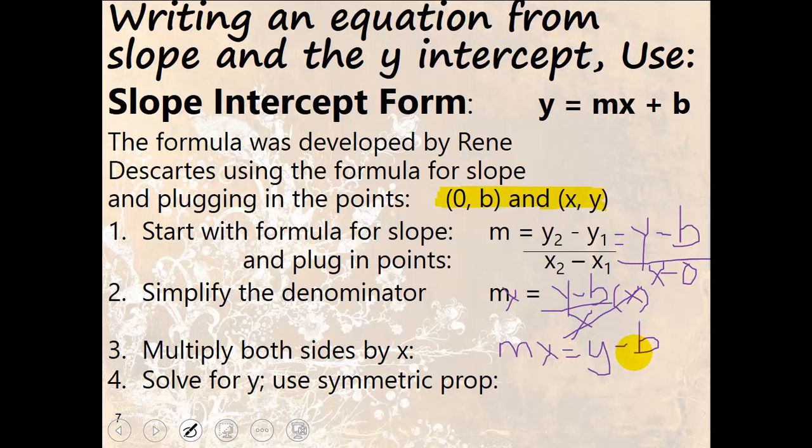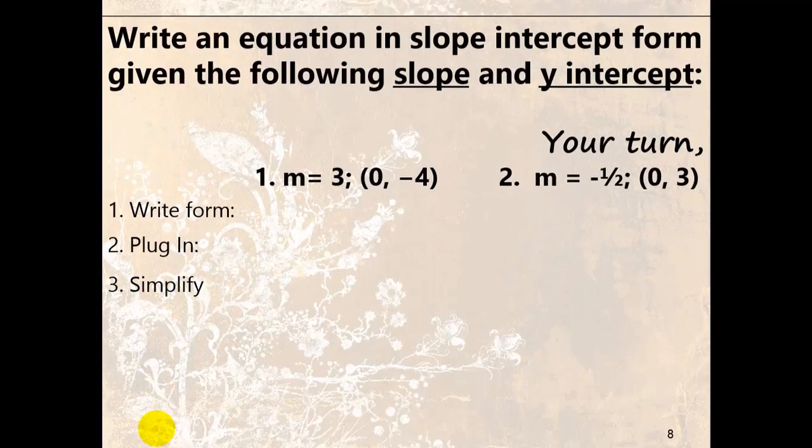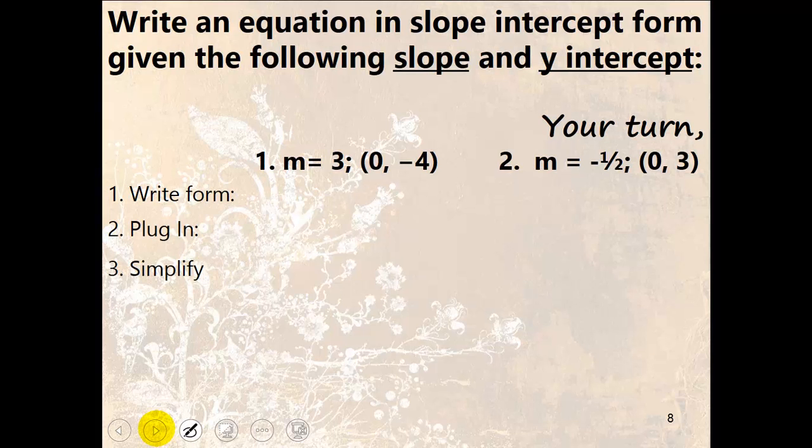So I'm going to add b to both sides and use my symmetric property. Y equals mx plus b. This is my slope, and this is the y-intercept, (0, b). There's Rene again. Isn't he a rock star? So let's use it. All right.